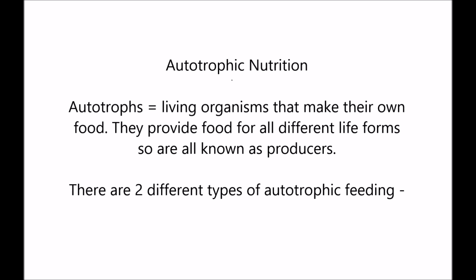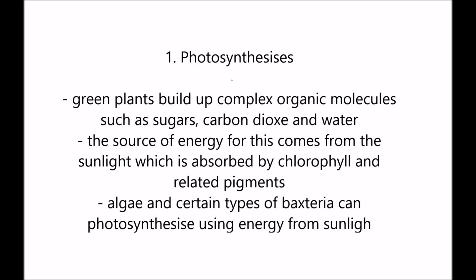There are two types of autotrophic feeding. Number one is photosynthesis. Green plants build up complex organic molecules such as sugars from carbon dioxide and water. The source of energy for this process comes from the sunlight, which is absorbed by chlorophyll and related pigments. Algae and certain types of bacteria can photosynthesize using energy from sunlight.